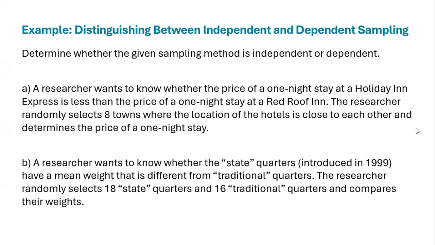The second example says a researcher wants to know whether the state quarters have a mean weight that is different from the traditional quarter. The researcher randomly selects 18 state quarters and 16 traditional quarters and compares their weights. So in this case, the first sample is 18 state quarters, the second sample is 16 traditional quarters, and they are completely independent from each other. So these two samples are independent.